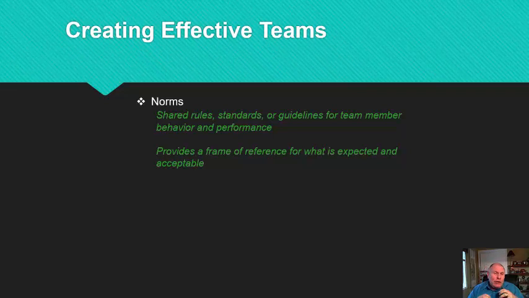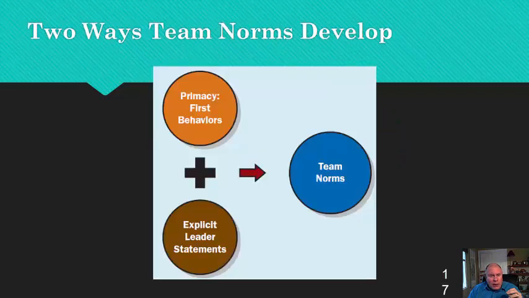Because remember, you're coming together as a group to try to achieve something. So we have norms. And norms develop in a couple of different ways. One, it's what is our first behavior. We all know how we want to be treated. We know what our expectations are, and that's the behavior. And then there's specific, explicit leader statements, and that results in team norms.